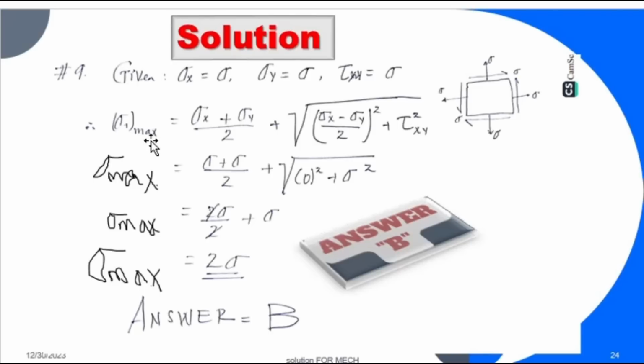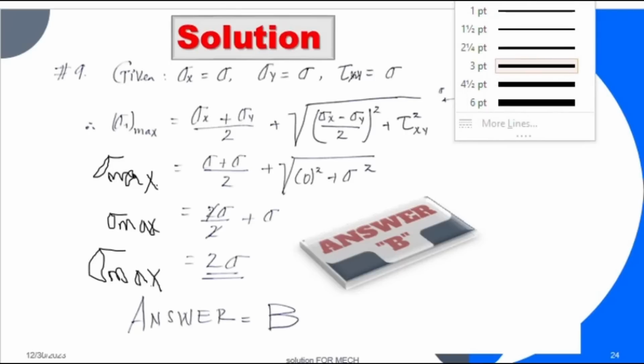So let us solve this. We can solve this maximum principal stress by using the formula: the summation of stress along x and y over 2, plus the square root of stress along x minus stress along y over 2, the whole square, plus shear stress along xy, the whole square. So by using this formula we can analyze the maximum principal stress for the given part.